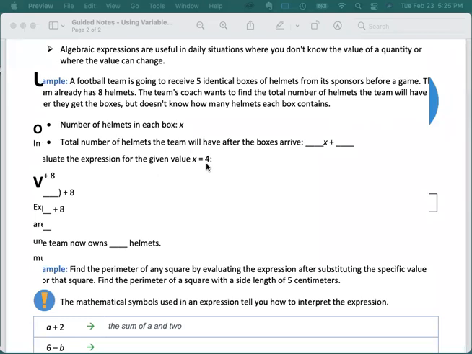So if they have 4 helmets per box, we're going to plug that in to this space right here. So 5 times 4, 5 boxes, 4 helmets per box, 5 times 4 is 20, plus the 8 they already have is 28. So the team now owns 28 helmets.